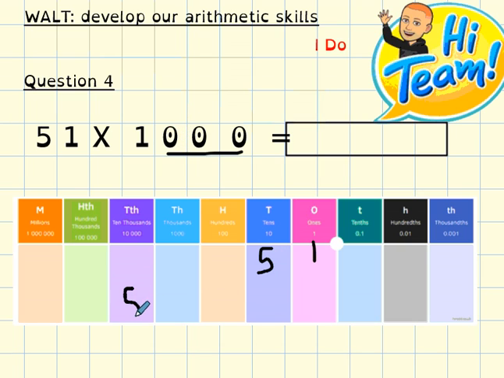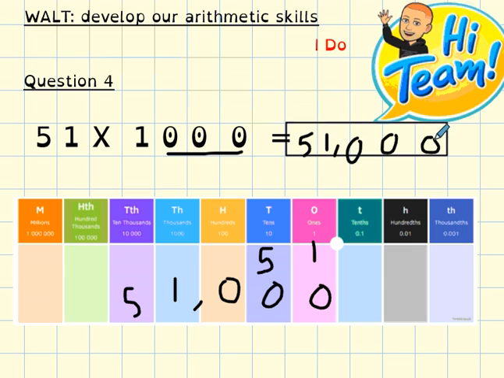Move the 1 3 places, 1, 2, 3. Put your place value holders in. As you've made the number 1,000 times greater, you've now got the number 51,000 in here at the end. Your next question is similar, but it's dividing by 1,000. So you draw your place value grid out again. You're going to be moving your digits 3 places to the right.